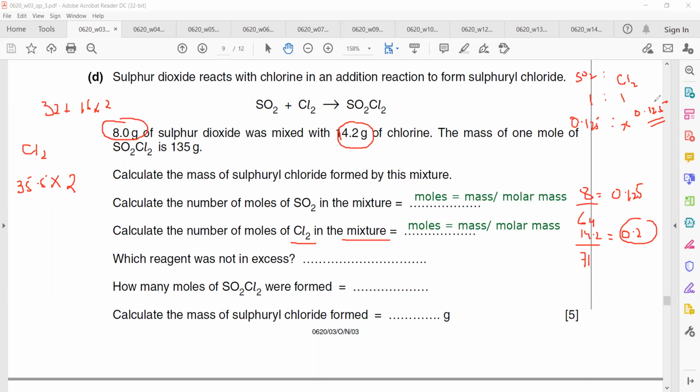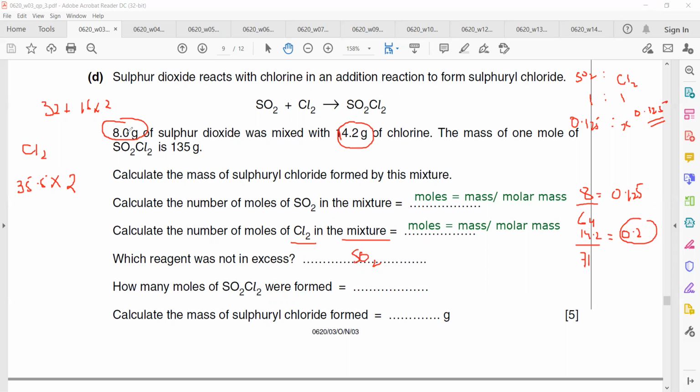need. So which reagent is in excess and which reagent is limiting? They're asking which reagent is not in excess. So which one is not in excess, sulfur dioxide or chlorine? Not in excess means the limiting reagent. So sulfur dioxide is not in excess, sulfur dioxide is limiting, and chlorine is in excess.